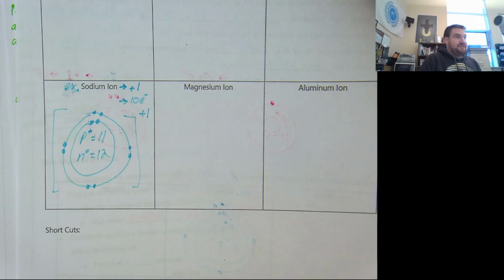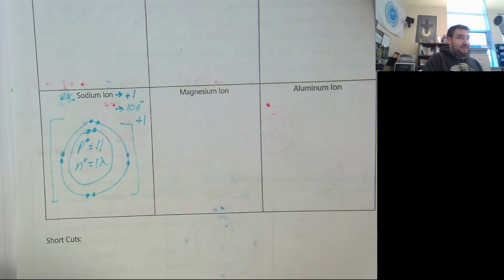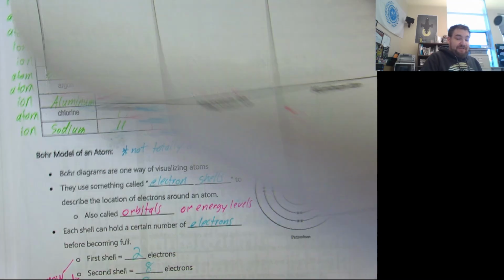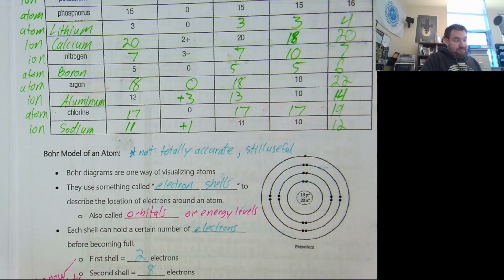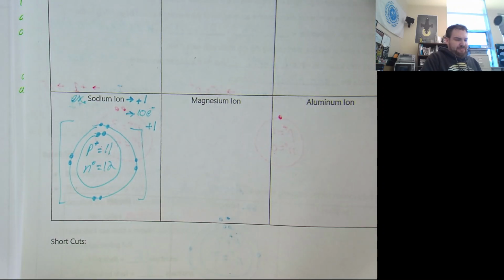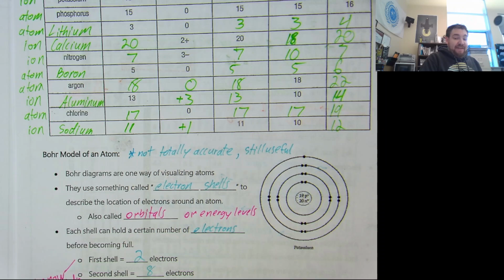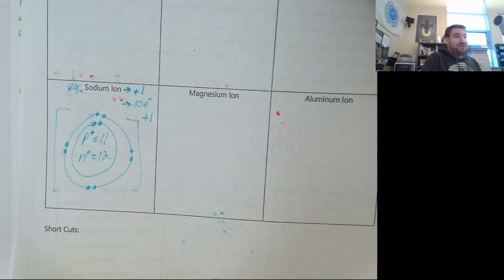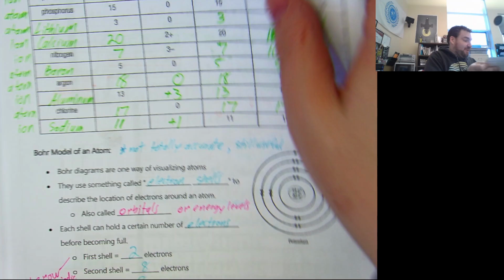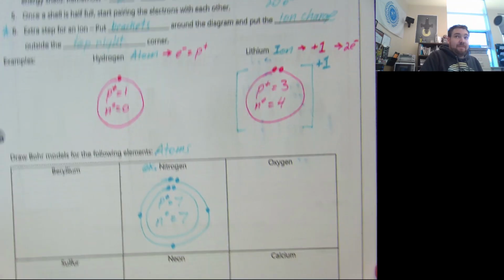Questions, comments, concerns? Okay. With the time that remains, so there's 10 minutes left. I want you to do 5 atoms, 5 ions. I want you to draw those Bohr diagrams for me. This is the last thing I'm going to get you to do today.